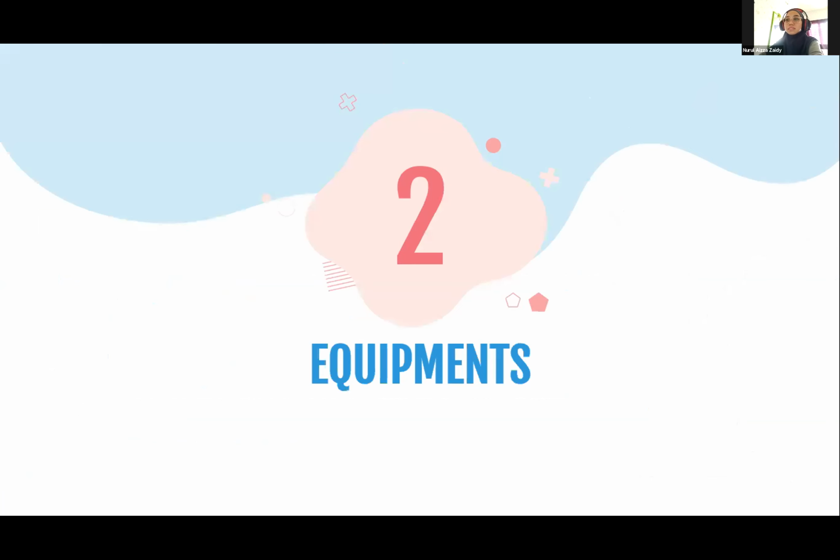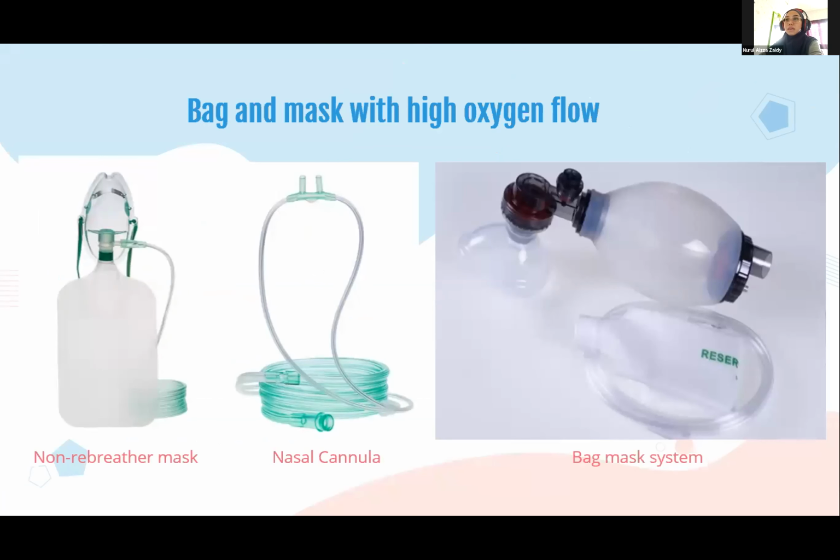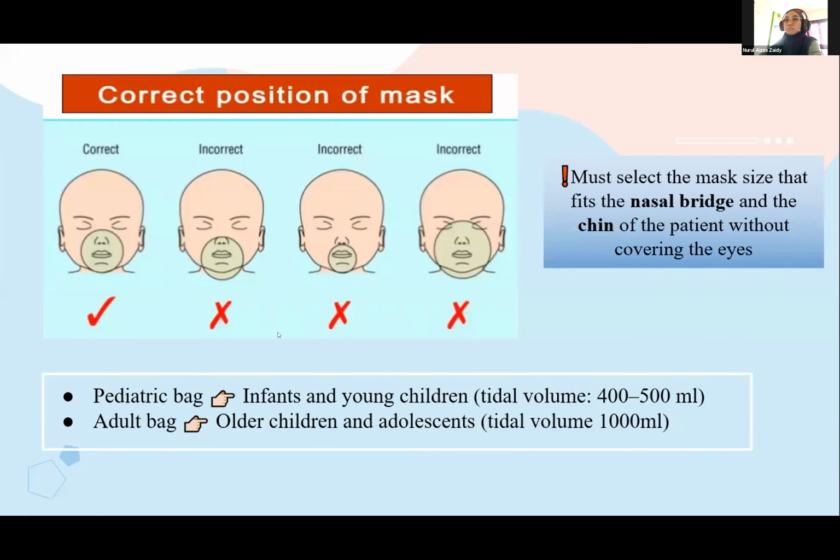Okay. Next, the equipment that we use. First and foremost, the bag and mask with high oxygen flow. So this is the bag mask system. Can also use the non-rebreather mask. And when we position the mask, we must select the mask size that fits the nasal bridge and also the chin of the patient. So if you see the correct picture here, the mask should fit the nasal bridge and the chin of the patient without covering the eyes. So this is the correct size. The rest is wrong.